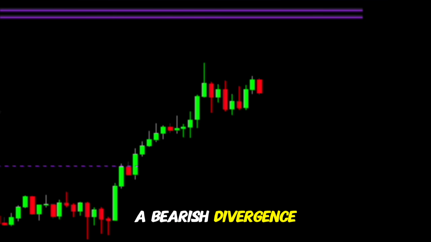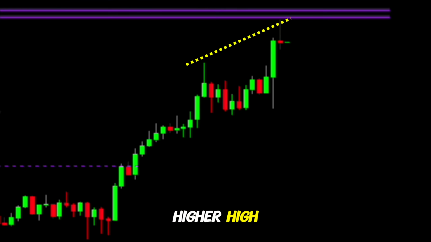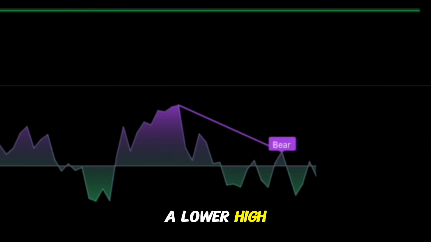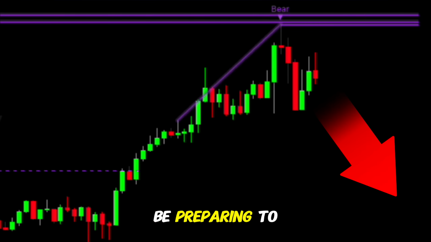A bearish divergence is the opposite. Price makes a higher high, but RSI makes a lower high. This tells you buying pressure is running out of steam, and sellers might be preparing to take control.